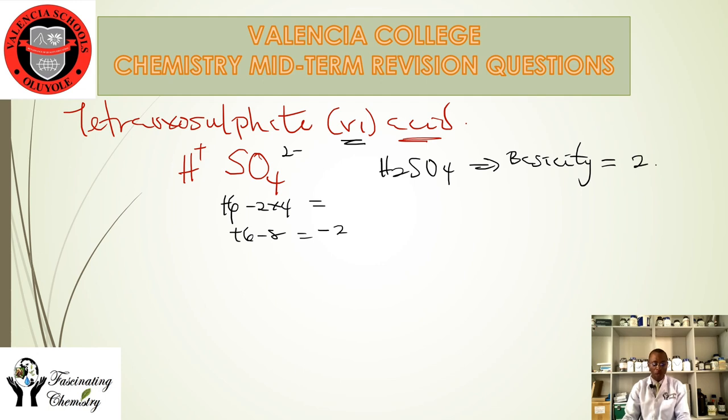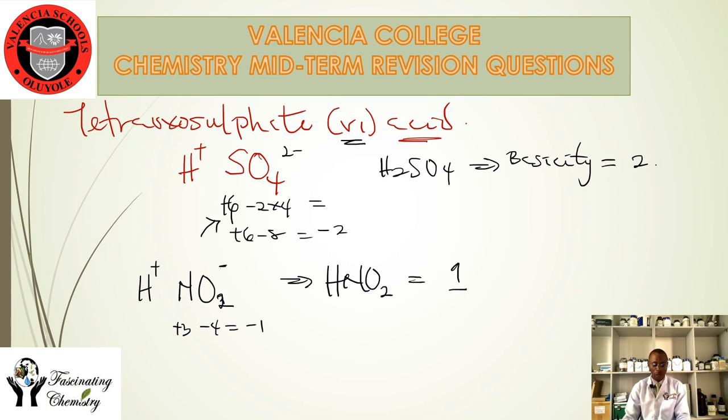So the next question, which is dioxonitrate(III) acid. Acid, that means hydrogen is present. NO2 carries a minus. In case you can still not figure that one out, you can go through the same process where your nitrogen is 3, you have been given nitrogen as 3. Oxygen is minus 2 multiplied by 2, that gives us a minus 4. Everything becomes a minus 1. So your acid is HNO2, and the basicity will be equal to 1. So the next question, trioxocarbonate(IV) acid should be H2CO3, and the basicity will be 2.